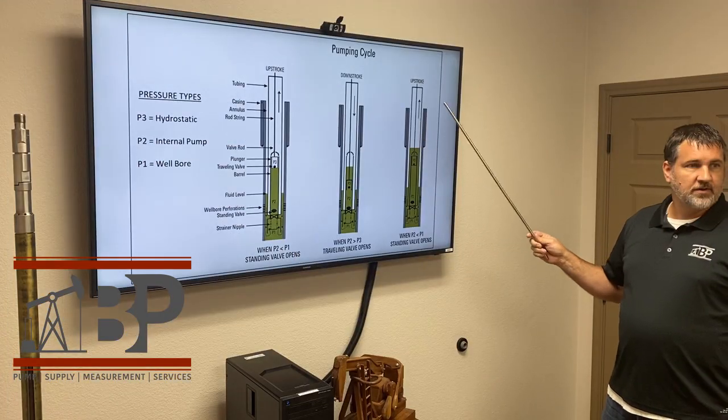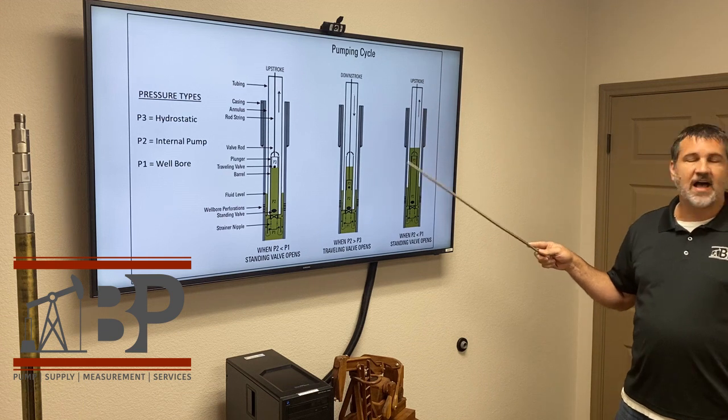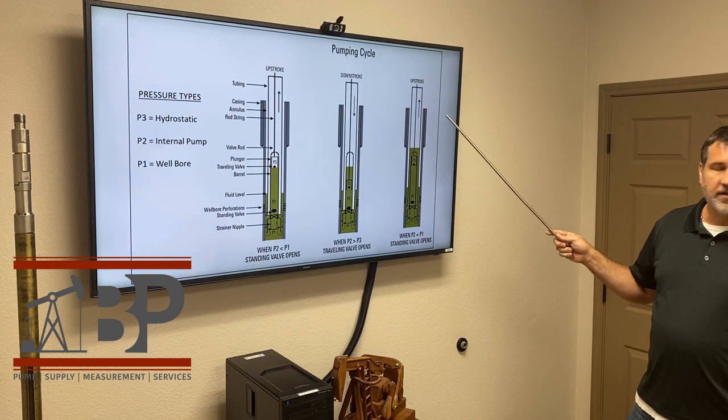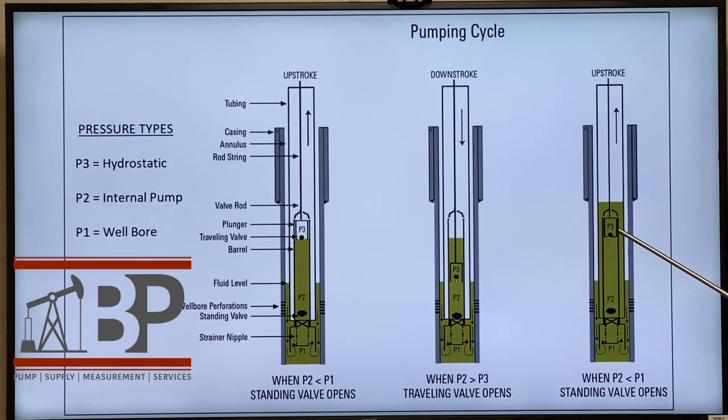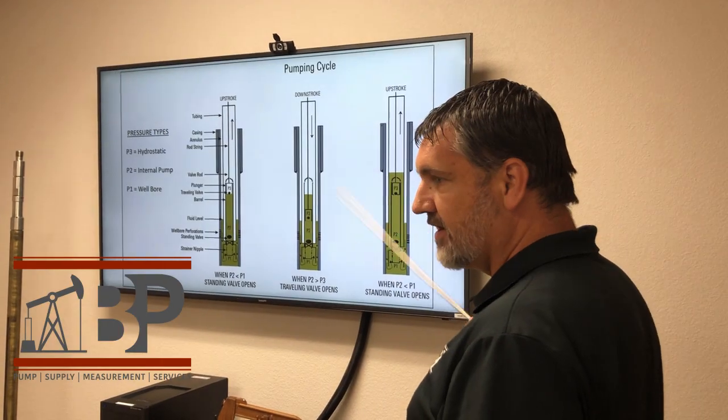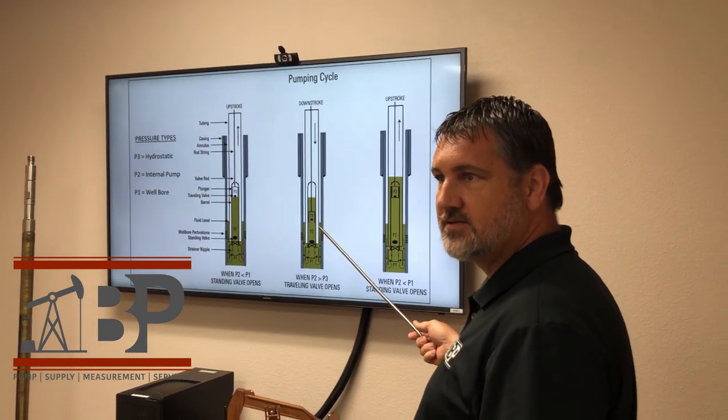The next operation to complete the cycle is the next part of the upstroke. Again, at this point, we have our traveling valve closed and our standing valve open. Again, our wellbore pressure has exceeded the internal pressure of our pump. In that case, we are allowing our standing valve ball and seat to open, and again fill that void inside of the pump barrel with fluid. At the same time, we are lifting that fluid to surface, ultimately putting fluid in our tanks.